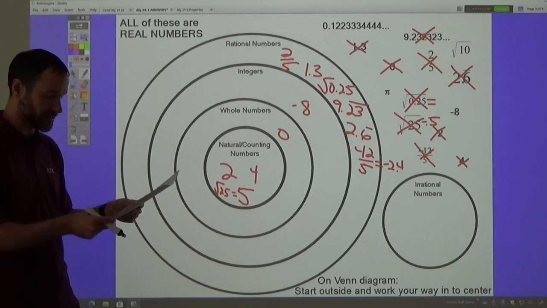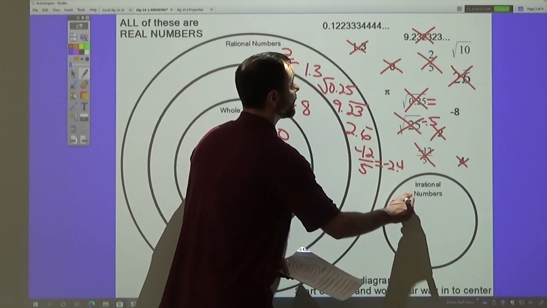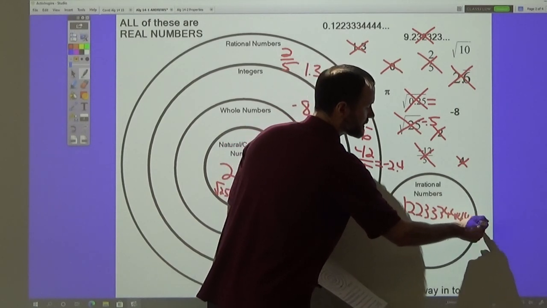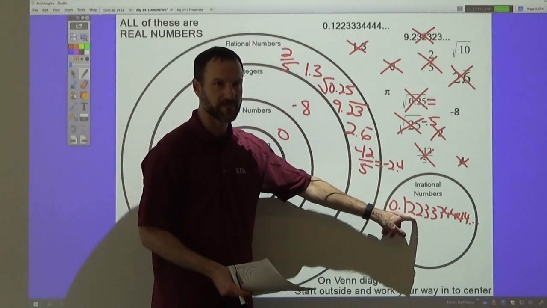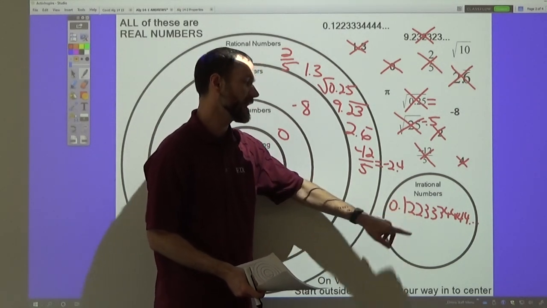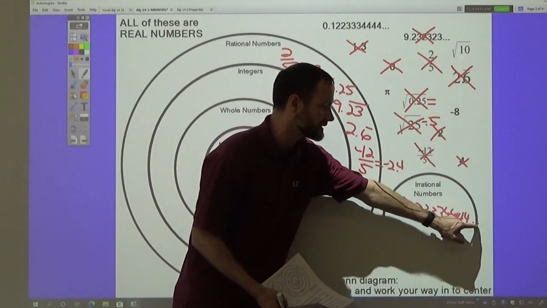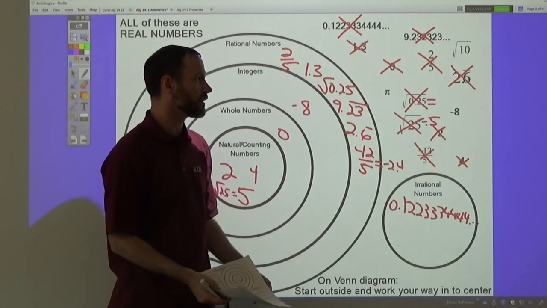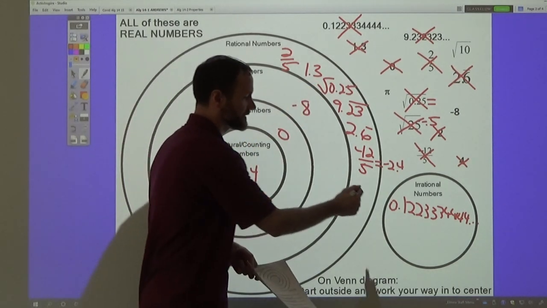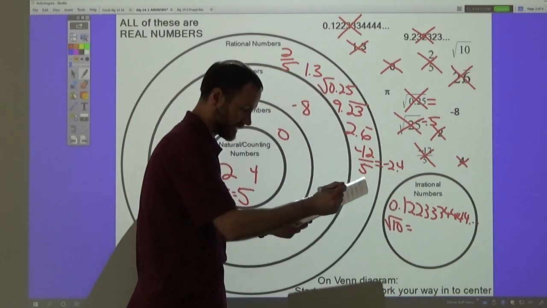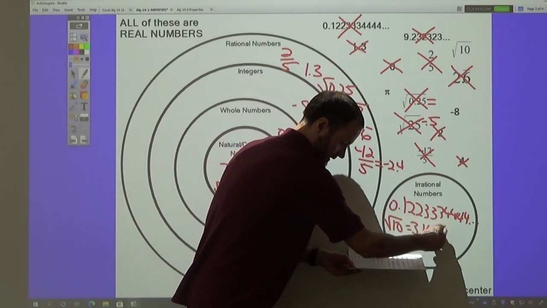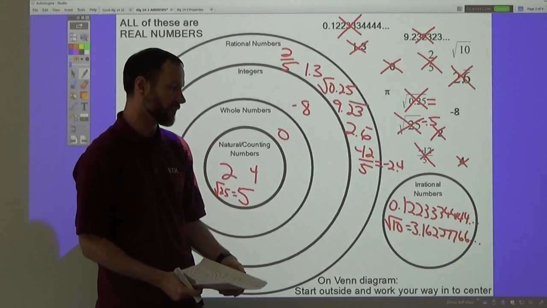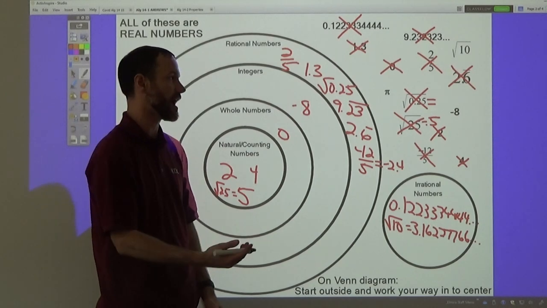Our irrational numbers from this list are 0.12233344, 4 dot dot dot at the end. You cannot use the repeating sign here, so they are not repeating, and it is not terminating. It keeps on going. That's what this dot dot dot means at the end, that it keeps on going. So again, your irrational numbers are your big, long, ugly decimals. If you type in the square root of 10, the square root of 10 is 3.16227766. You can't use a repeating sign over that big, long, ugly decimal, so that is irrational.